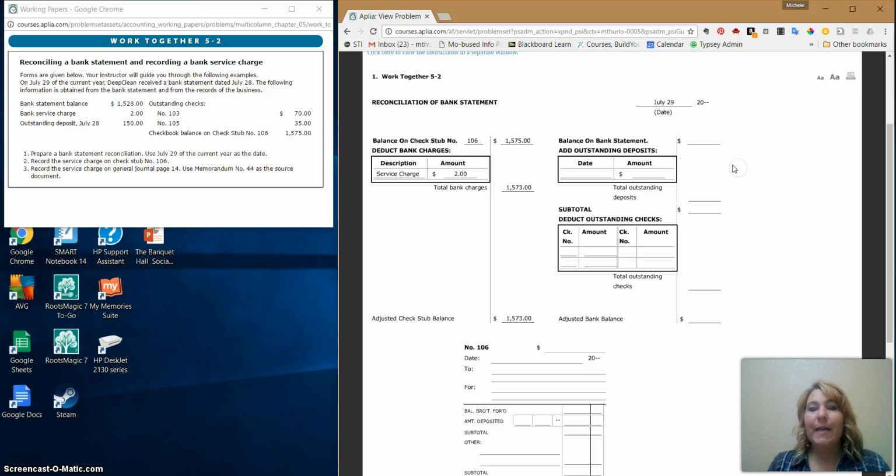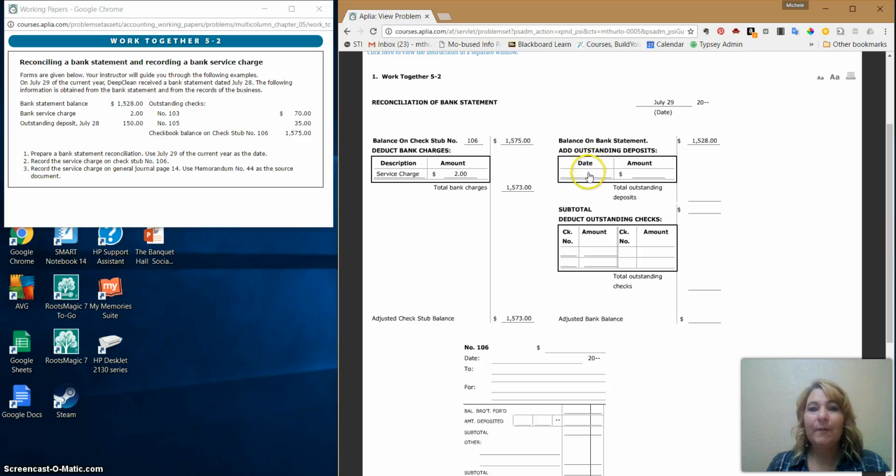Okay, coming over to this side. Balance on bank statement. Looking over here, it says the bank statement balance was $1,528. So you can already see that the $1,528 and the $1,575 that we had did not match. So we're looking for those 6 things that could be different between them.